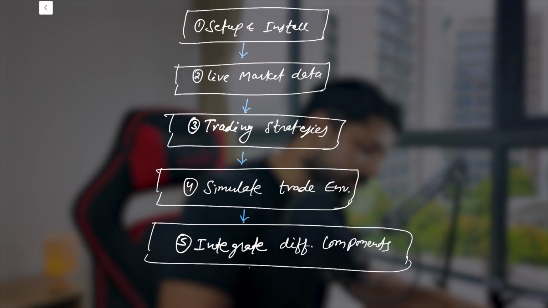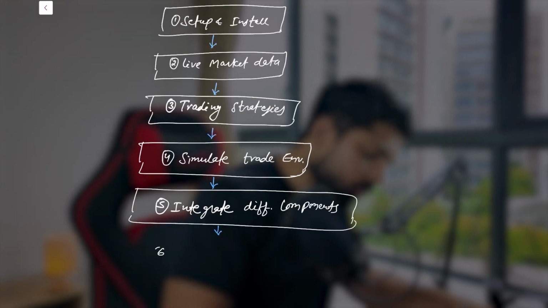Then the last will be how we can run our trading bot. So basically these 6 steps run our trading bot. We'll be following these 6 steps, and now let's start coding.